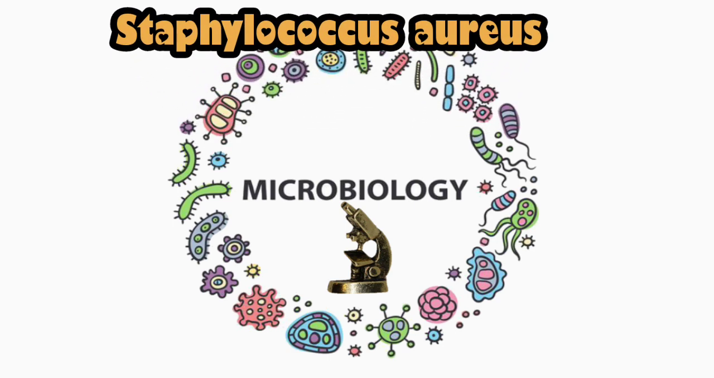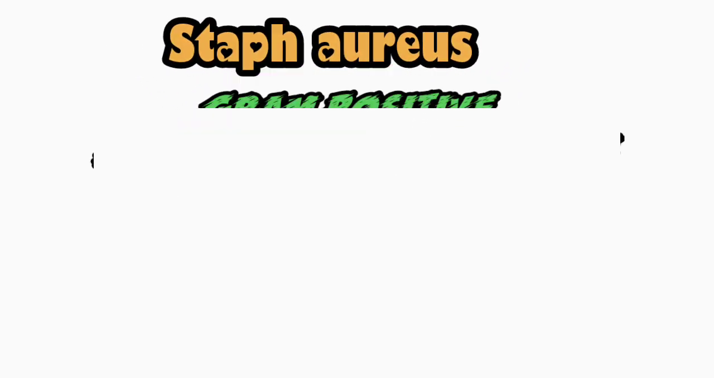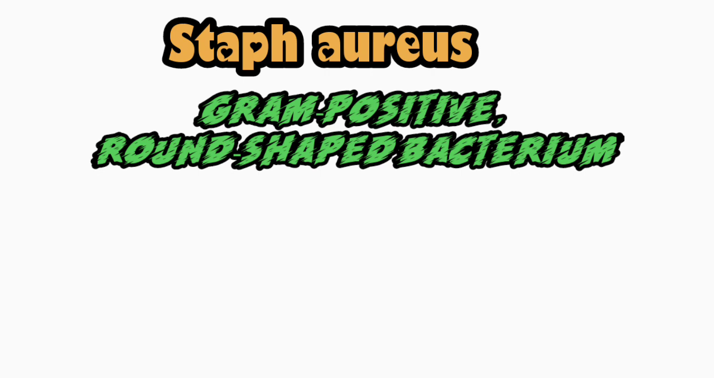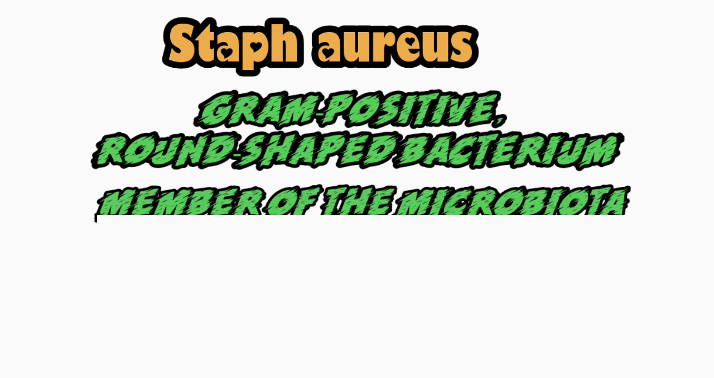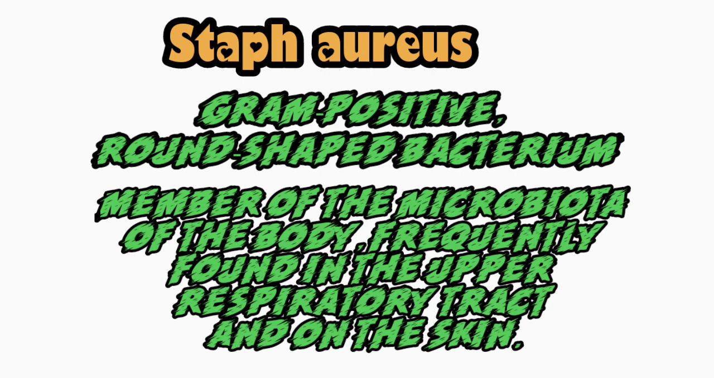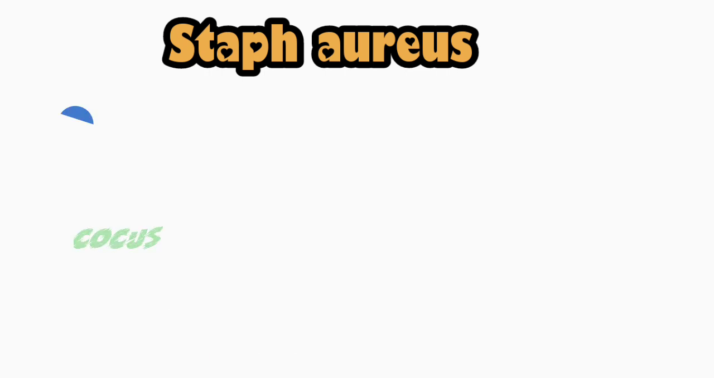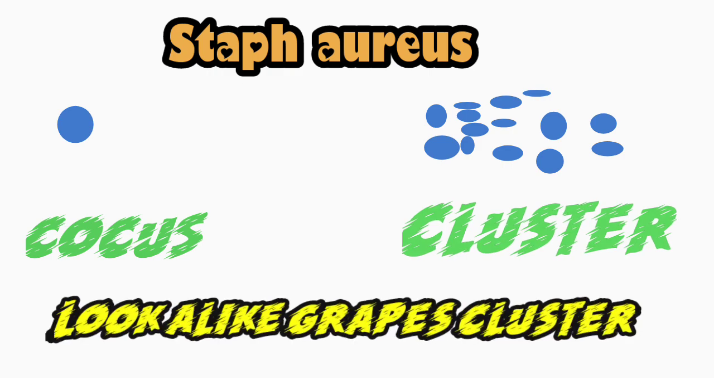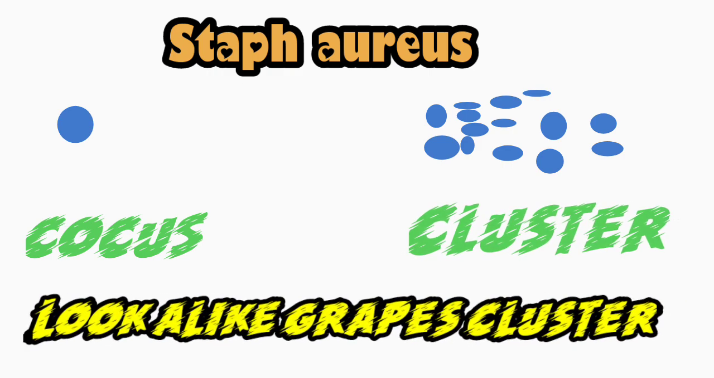Staphylococcus aureus, commonly known as Staph aureus, is a gram-positive coccus. It is a round-shaped bacterial member of the microbiota of the body, frequently found in the upper respiratory tract and on the skin. It is coccus in shape but grows in clusters like grapes, so it looks like a grape cluster.